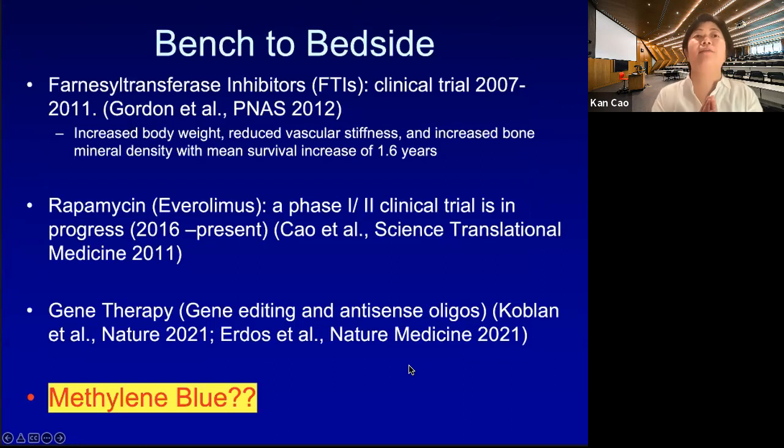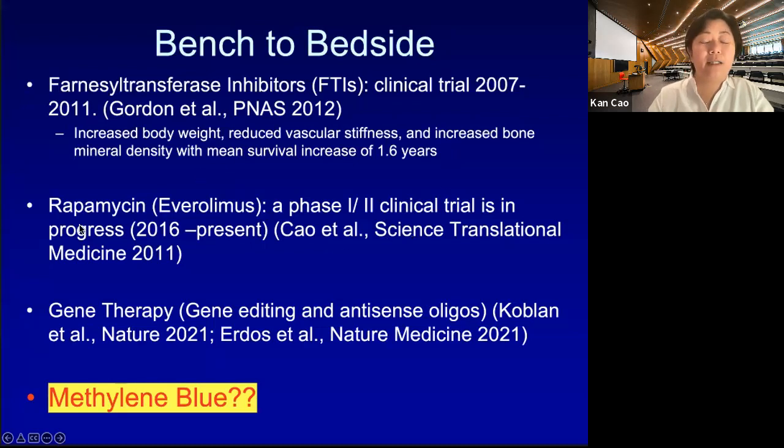And the last part of what my lab has been doing and is going to continue to do is to find a treatment for progeria. Here I listed the progress in the progeria field. The gene was identified in 2003, and we launched the first clinical trial in 2007 using a farnesyltransferase inhibitor. The clinical trial wrapped up in 2011, and what we found is that it is a helpful treatment. It increased the patients' body weight, reduced the vascular stiffness, increased the bone mineral density, and extended the lifespan by 1.6 years, but it didn't provide a final cure.